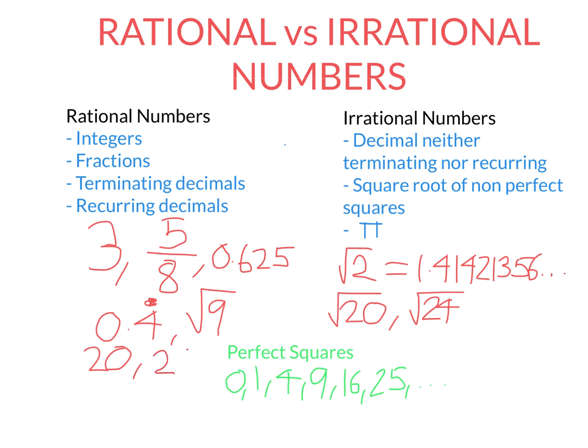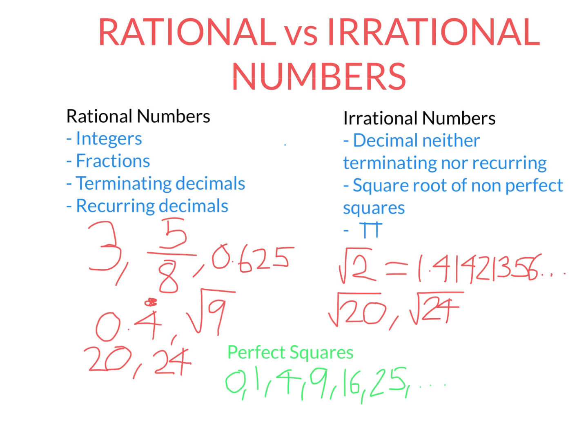24 is rational, but the square root of 24 is irrational because 24 is not a perfect square. So if you square root a perfect square like 9, it's rational. If you square root a non-perfect square like 20 or 24, then the number is irrational.